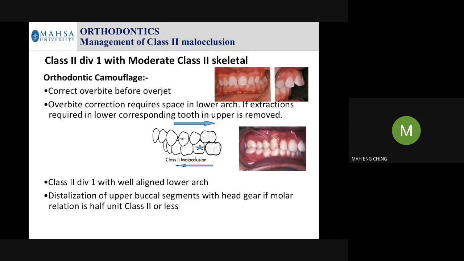So class 2 division 1 without aligned lower arch. Okay, distalization of the upper buccal segment with headgear if the molar relationship is fully class 2. Sometimes they're just slightly class 2, which means the molar is only half a unit, or sometimes quarter class 2, Angle class 2. So you can use a headgear to distalize the buccal segment.